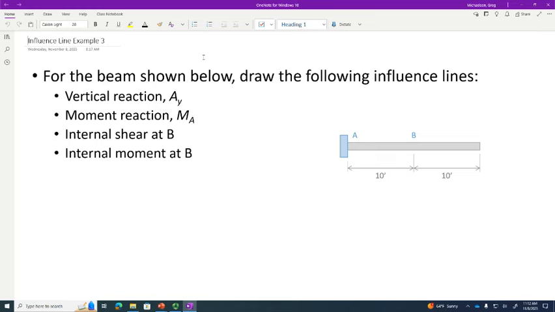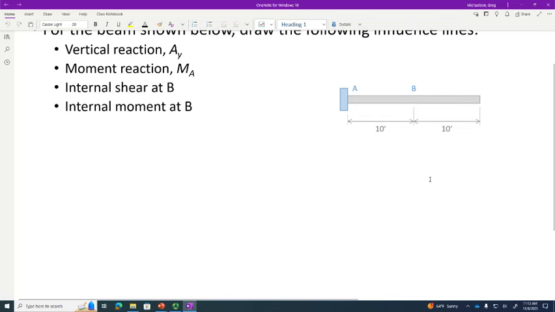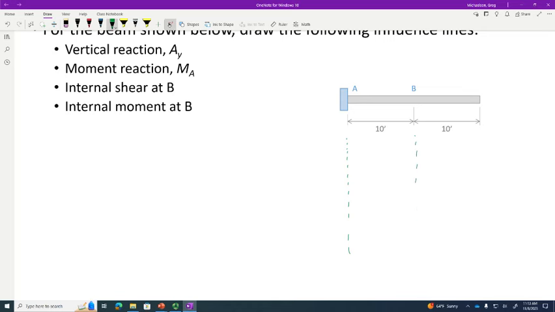So if you understand that, let's do influence lines for this structure, okay? This is a lot more basic, okay? But if you understand what I've got here on the board, I think you can do this one very easily, okay? So, all right, I'm just curious, based on this right here, can somebody tell me what they think the influence line for AY is going to look like? What does the influence line for this vertical reaction look like?